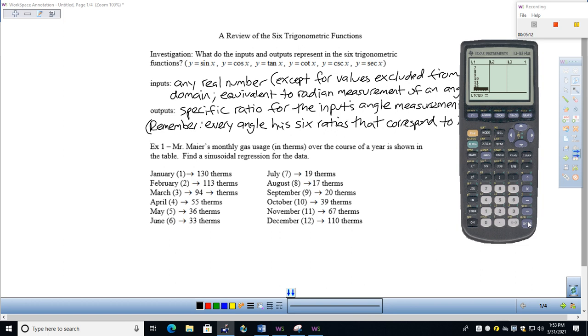All right, so I've got my 12 months in, and now let's move over to list 2, and let's go ahead and put in the therm usage for each month. So January looks like towards the peak. February gets a little lower, and again, the warmer it gets, the less gas being used. So please go ahead and type in your data there. Hopefully I've got mine perfectly done.